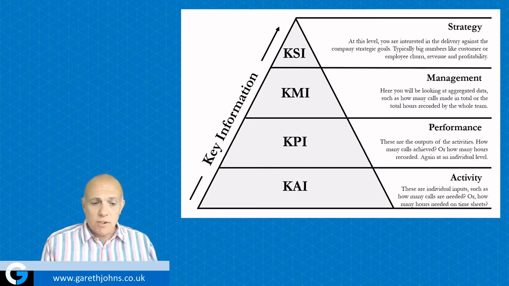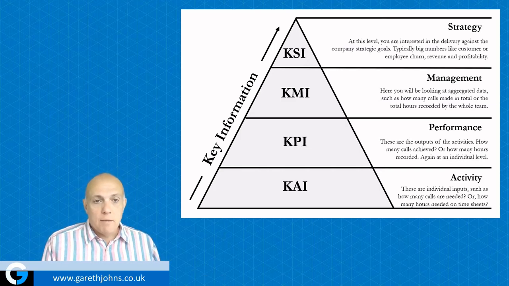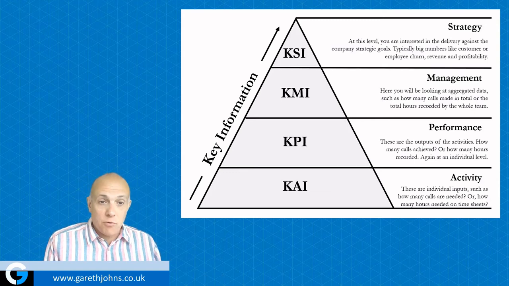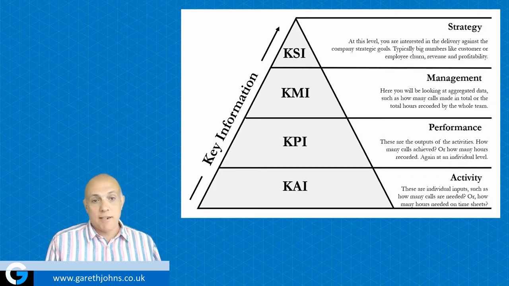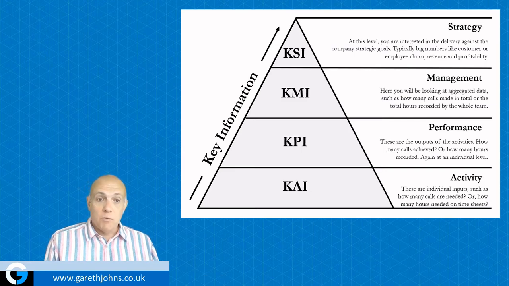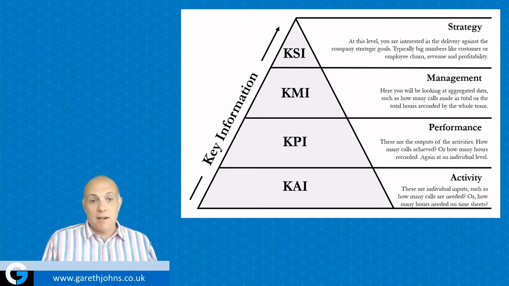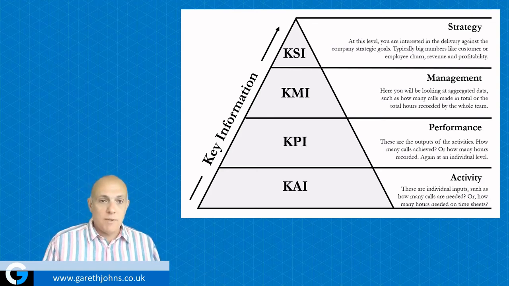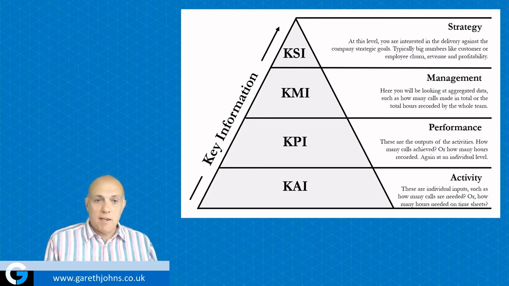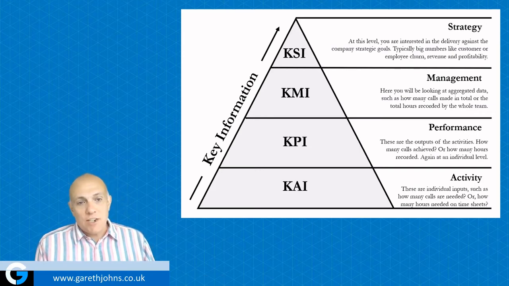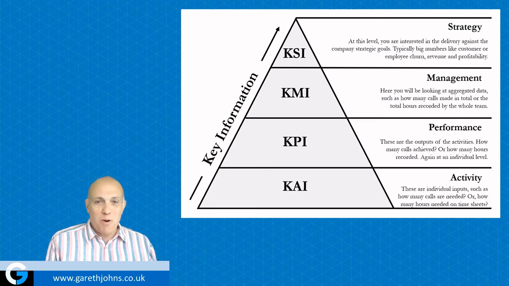The other two terms I'm introducing to you here are management information and strategic information. Management information is typically a roll-up of KPIs. If you've got 10 people in your organization all doing the same job, then at a management level, you're probably interested in the aggregated data. So KAIs and KPIs are very often individual. Once you get to a management level, it's normally in aggregate. Are we delivering enough hours? Are we selling enough things? Is probably a KMI.